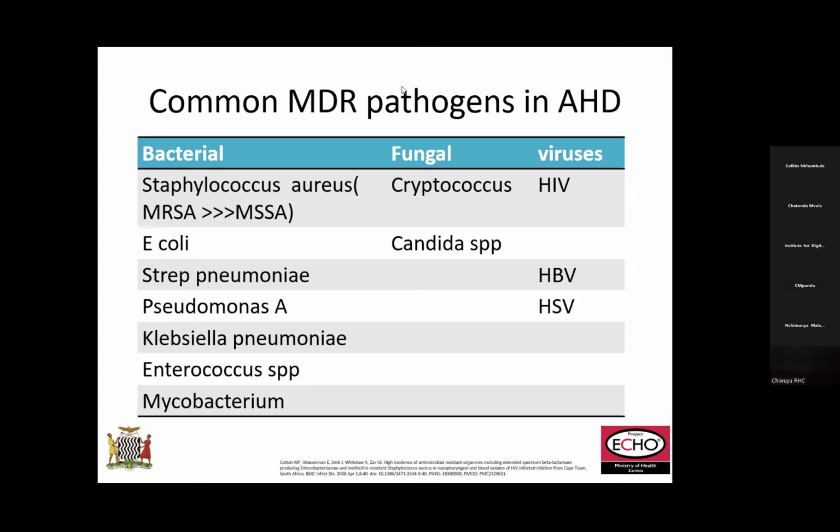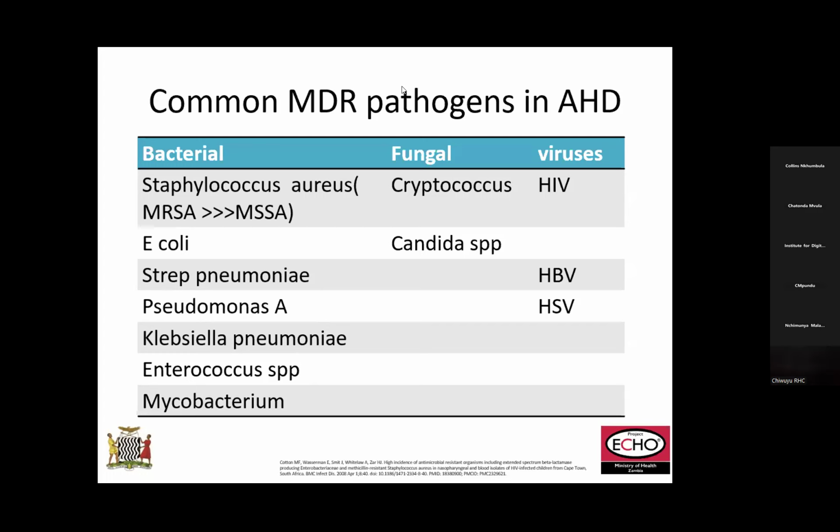As mentioned, these are the common pathogens we have observed in advanced HIV disease. On the bacterial side, we have Staphylococcus aureus, E. coli, Streptococcus pneumoniae, Pseudomonas aeruginosa, Klebsiella pneumoniae, Enterococcus, and other mycobacteria. These are the ones we see most frequently causing drug resistance.